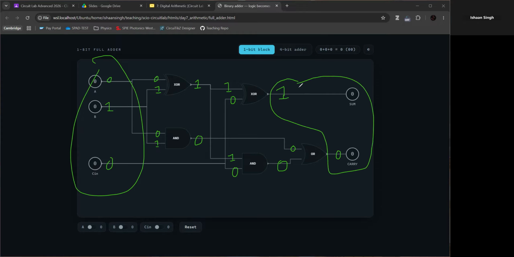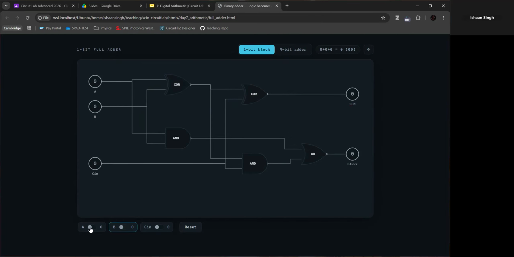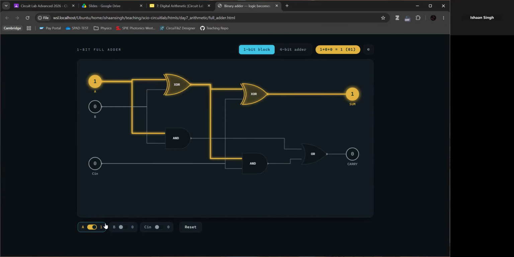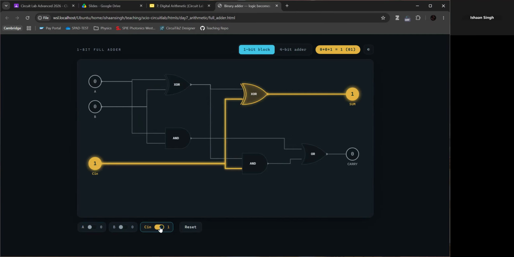Yes, 0 plus 1 plus 0 is just 1 without any carry. And that's what we see. If I do the same thing with A, you get the same output. If I do the same thing with C, you get the same output. We're just doing A plus B plus C, where C is our carry digits.